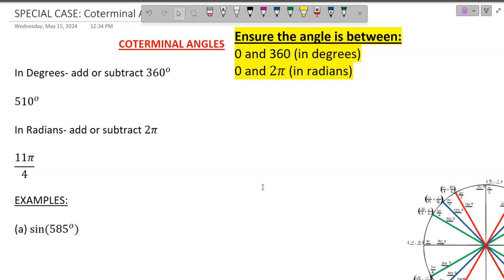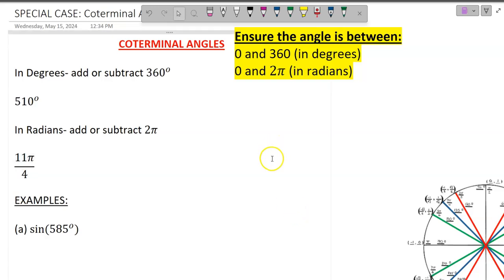In our video today we are going to talk about a special case in finding trig ratios, and that is coterminal angles. So a quick overview to remind you what a coterminal angle is. Coterminal angles are angles that have the same terminal side but different rotation. A classic example that's easy to know is that 0 degrees and 360 degrees are the exact same.